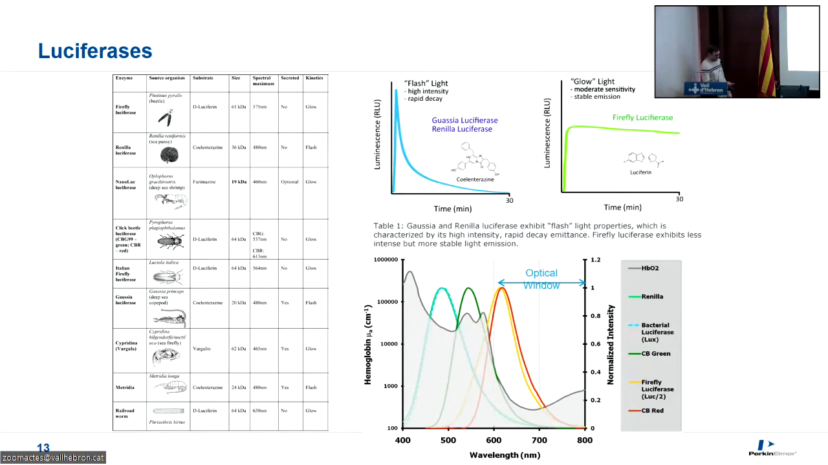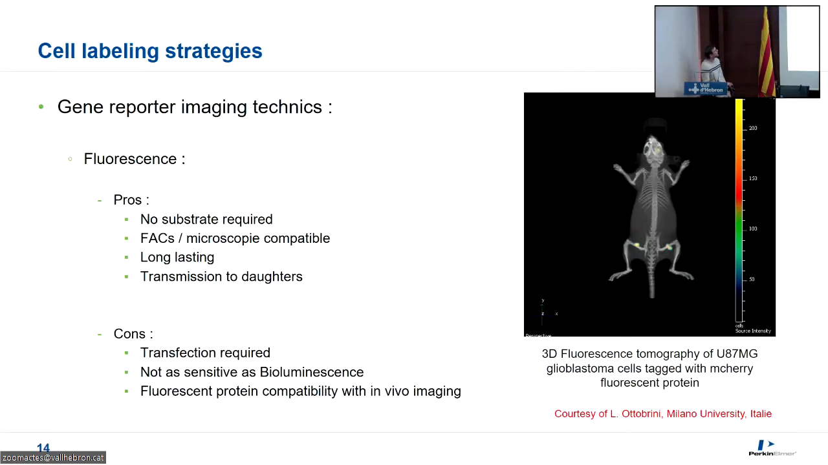Okay, that's it for the different luciferases. Then you can also use another gene reporter. So you can use, this time, a fluorescent protein. Same strategy, you need to transfect your cells. But the advantage is that there is no substrate required. You can also use other equipment like your FACS or your microscope.